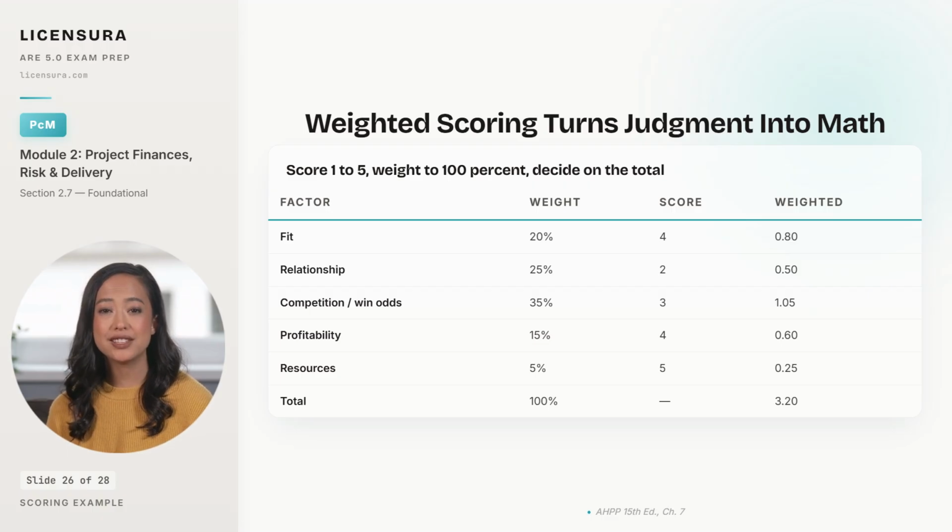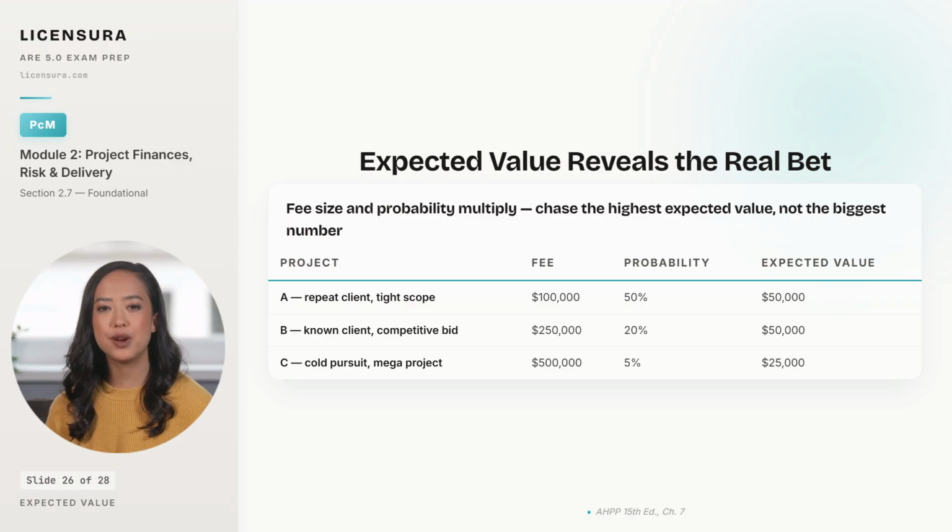There is one more lens that exposes which pursuits are actually worth your time. Expected value. 3 projects on the table, 3 different sizes, 3 different odds. Project A is a $100,000 repeat client engagement with a 50% win probability, giving an expected value of $50,000. Project B is a $250,000 competitive bid with a known but not deep client. The probability drops to 20% and the expected value lands at the same $50,000.